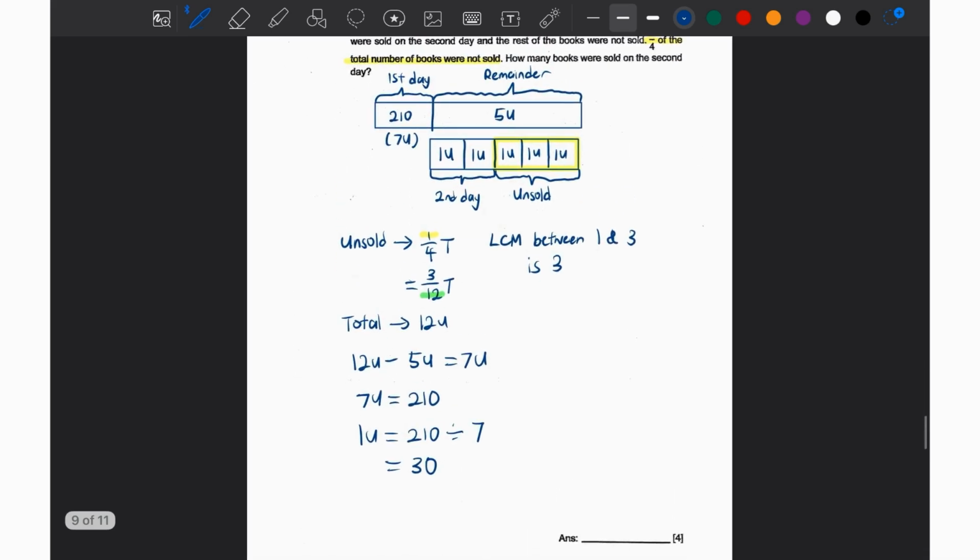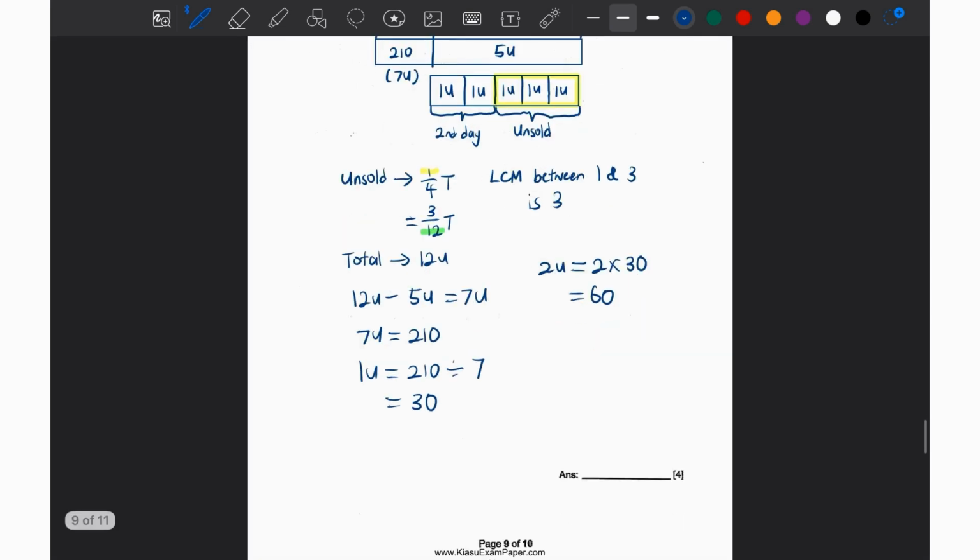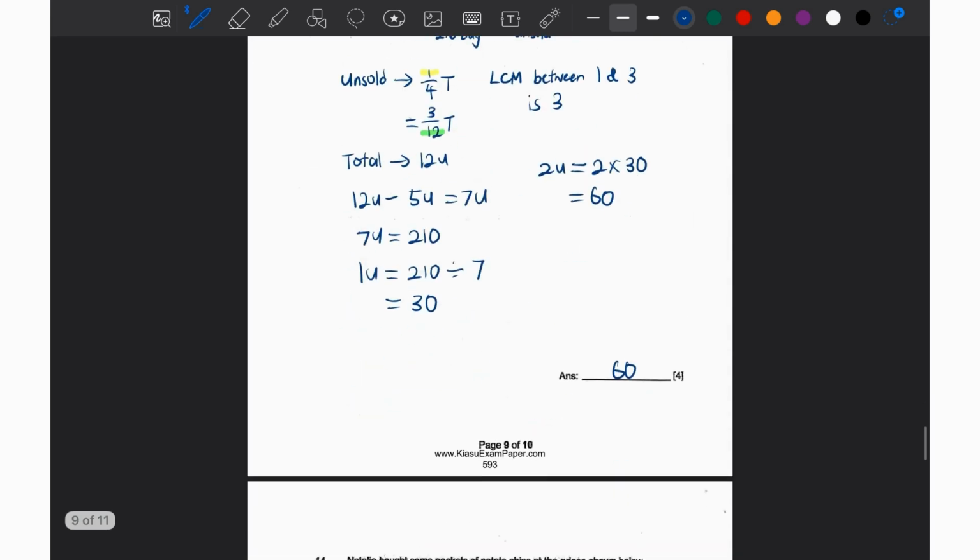So from here, since we found 1 unit is 30, you read the question, how many books were sold on the second day? So second day, you can see it's 2 units. So you find 2 units, which is 2 times 30. This will give me 60. So my answer, how many books were sold on the second day, is just 60 books. Okay?